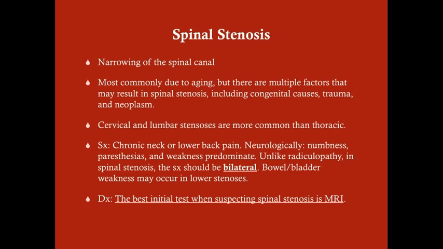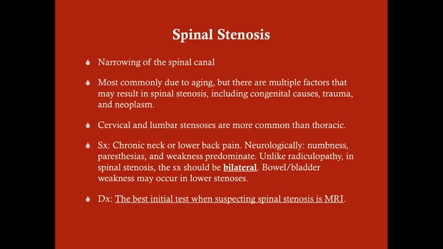Spinal stenosis. This is a narrowing of the spinal canal, and this is also generally due to aging, just because of the changes of the bone. However, there are multiple factors that can result in spinal stenosis, many of them including congenital causes, as well as trauma and neoplasm. It's usually the cervical and lumbar spine that becomes stenosed. The thoracic spine is rarely stenosed.